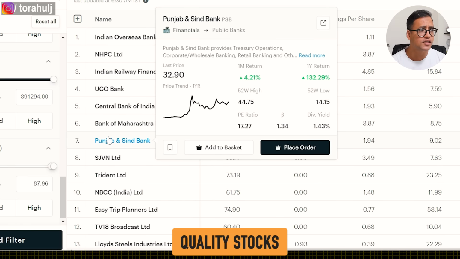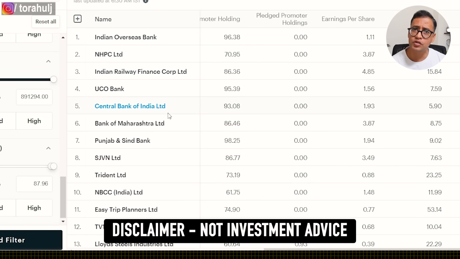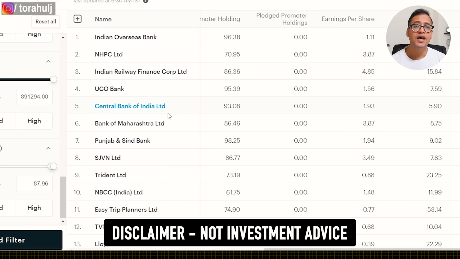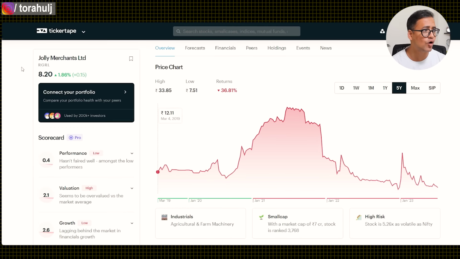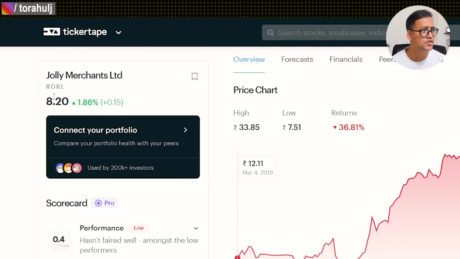Does this mean that we should go ahead and invest in these stocks? Absolutely not, because please understand these stocks are extremely risky. Let me give you an example. Let us have a look at Jolly Merchants Limited, one of the penny stocks, which is trading at roughly 8 rupees 20 paise right now.